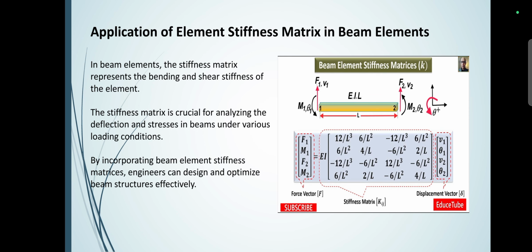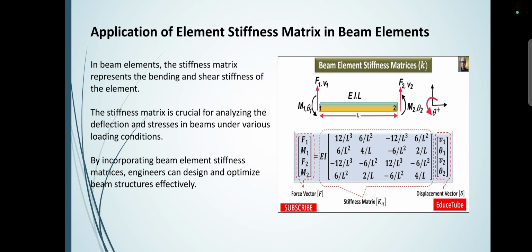Applications of element stiffness matrix in beam elements. Beam element stiffness matrix K: 12/L³, 12/L³, 6/L², minus 12/L³, 6/L²; 6/L², 4/L, minus 6/L², 2/L; minus 12/L³, minus 6/L², 12/L³, minus 6/L²; 6/L², 2/L, minus 6/L², 4/L.